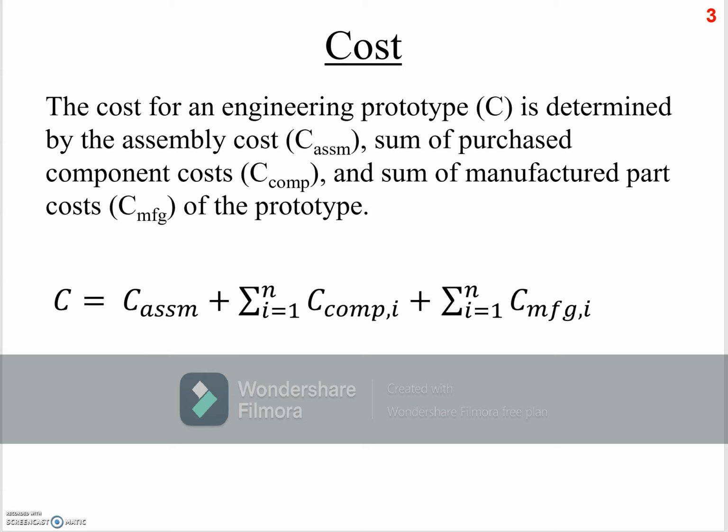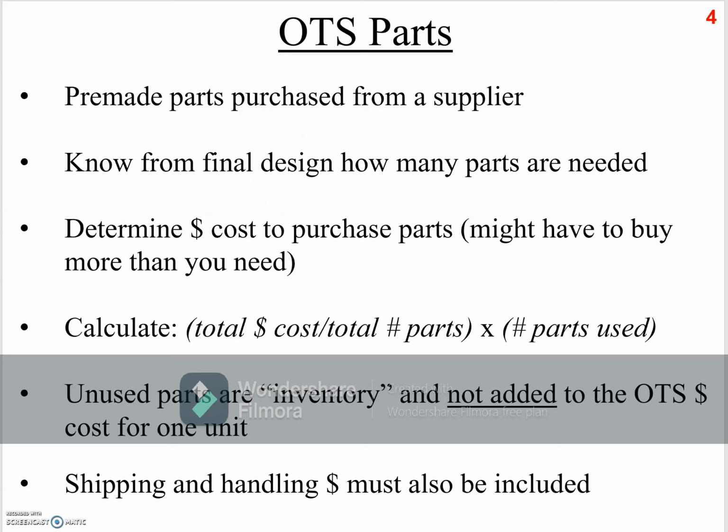As for the cost of an engineering prototype, this is determined by the sum of the assembly costs, the sum of purchased components, and the sum of the manufactured part cost of the prototype. For OTS parts, these are pre-made parts purchased from a supplier. You'll know from your final design how many parts will be needed.